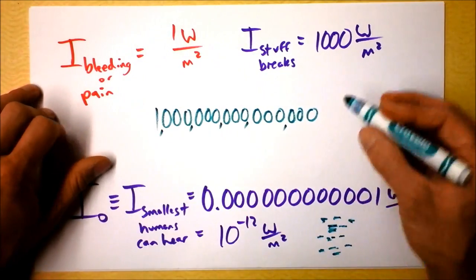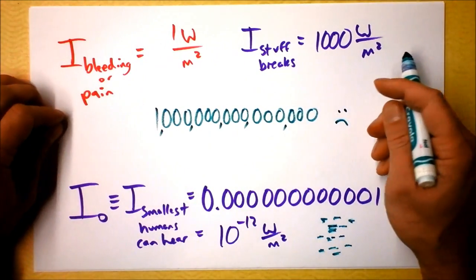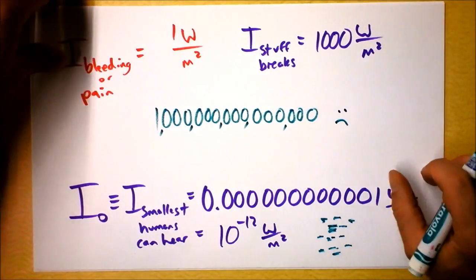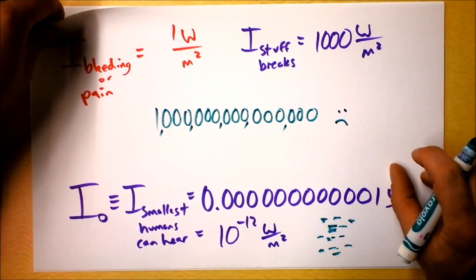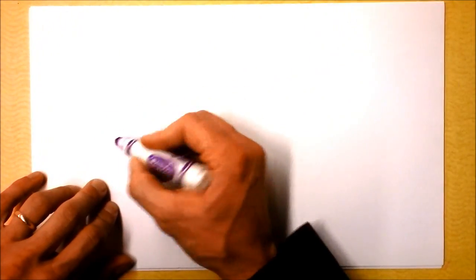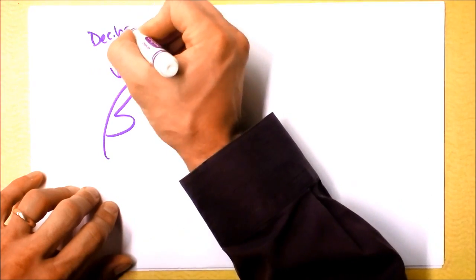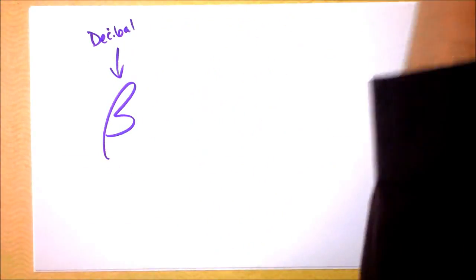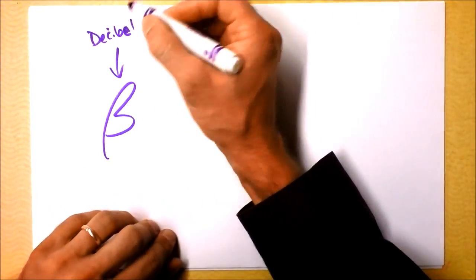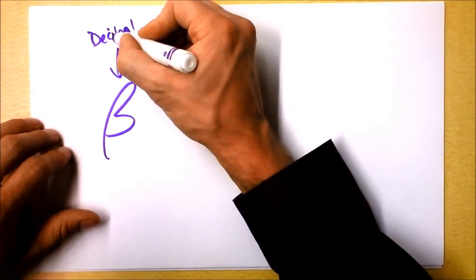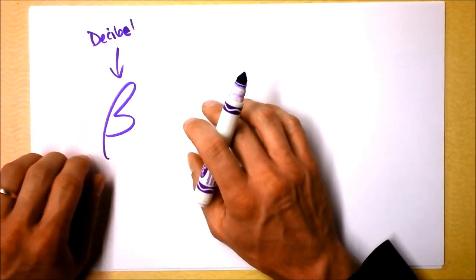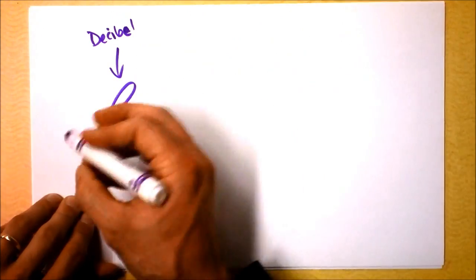So we don't like this. This is too big of a range to handle actually writing the numbers. So we introduced this fun system called decibels. A decibel is a way for us to keep track of a really big range of sounds. A decibel is related to the idea of loudness, not intensity, but intensity level.